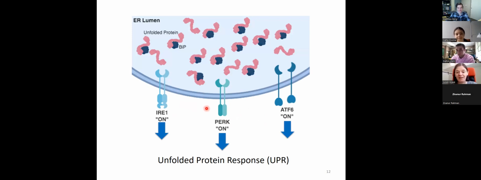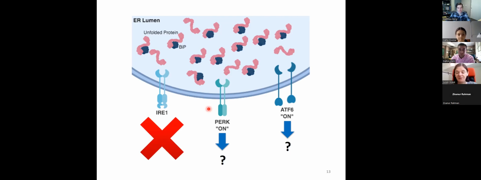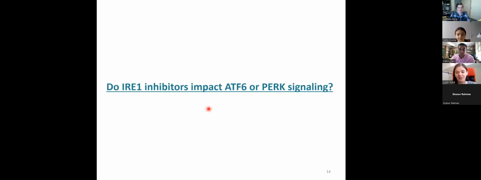And if we are going to use inhibitors to switch off certain arms of this pathway, it's probably a good idea that we understand, do they only impact that one pathway, or do they impact multiple pathways? So really, if we switch off IRE1, do PERK and ATF6 signaling pathways still occur as normal, or are they impacted in any way? So in January 2020, when my first grad student joined the lab, we wanted to ask a relatively simple question. And that question was, do IRE1 inhibitors impact ATF6 or PERK signaling?